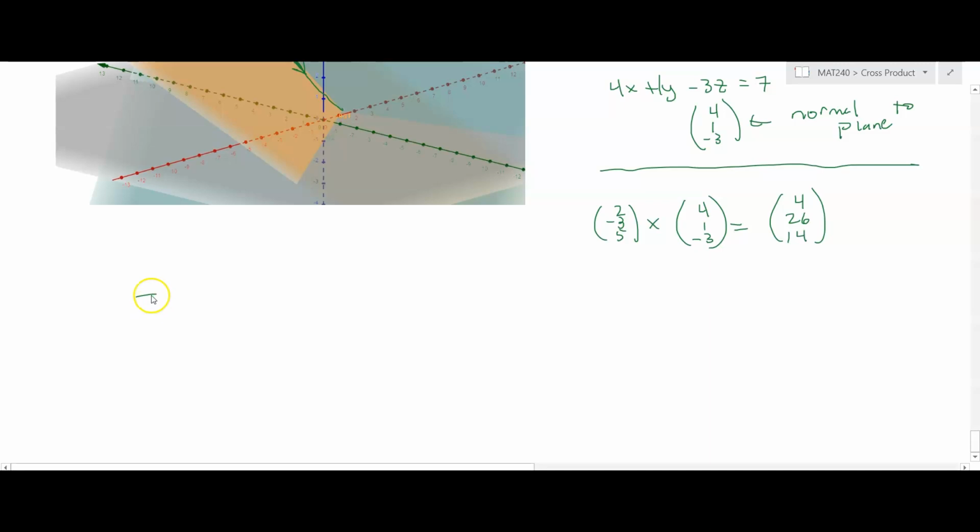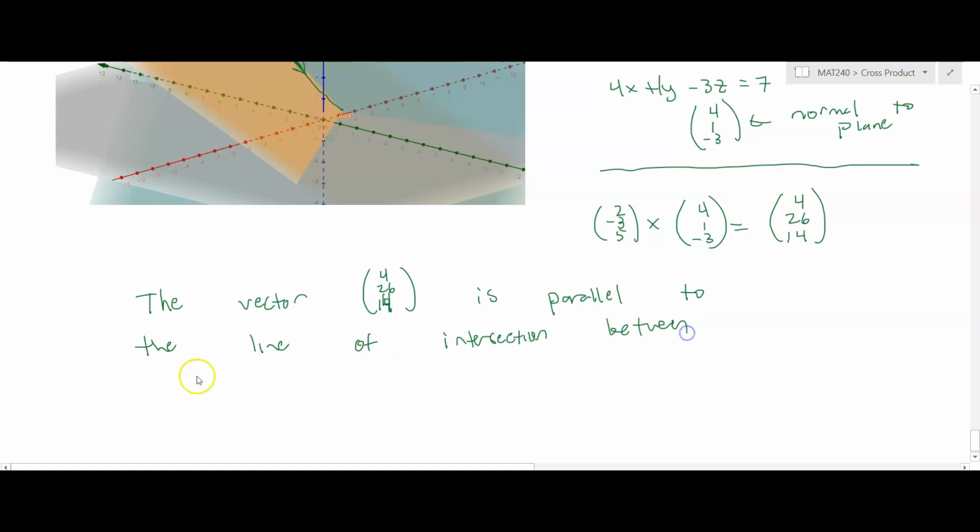So we can say that the vector 4, 26, 14 is parallel to the line of intersection between the two planes given.